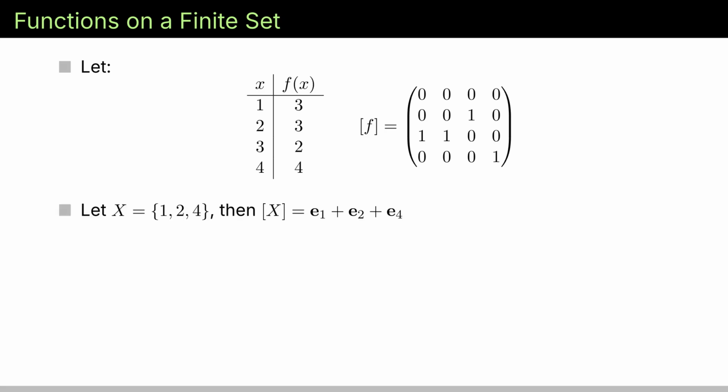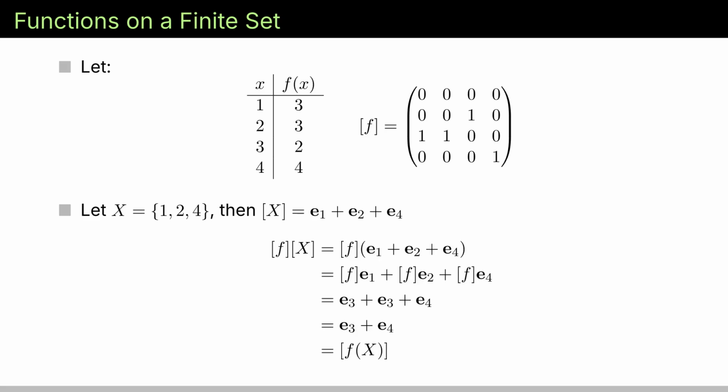Then we can represent the set {1, 2, 4} as e1 plus e2 plus e4, in which case the product of the representatives of f and x will just be e3 plus e4, the representative of the image of x under f, the set {3, 4}.